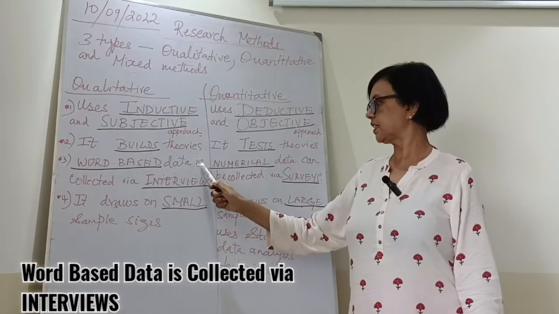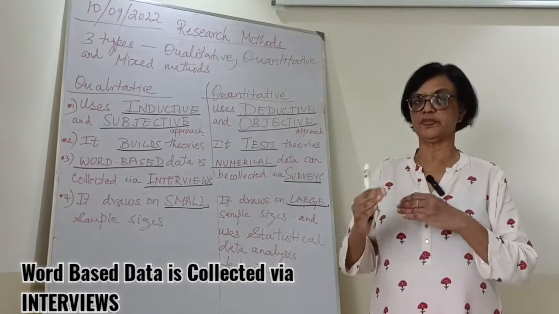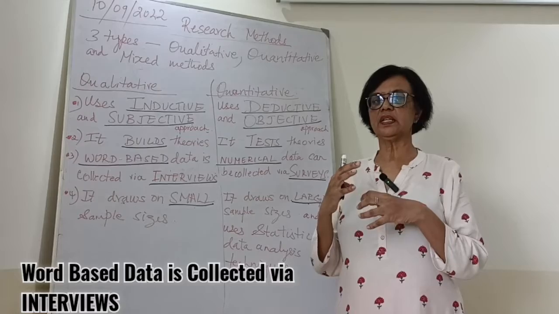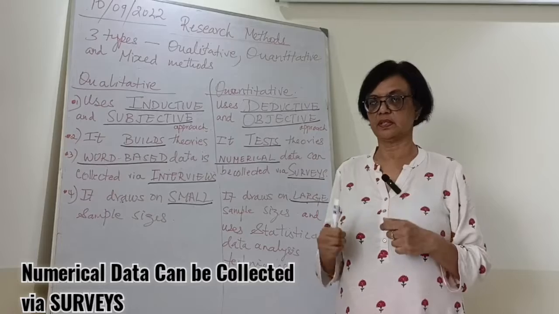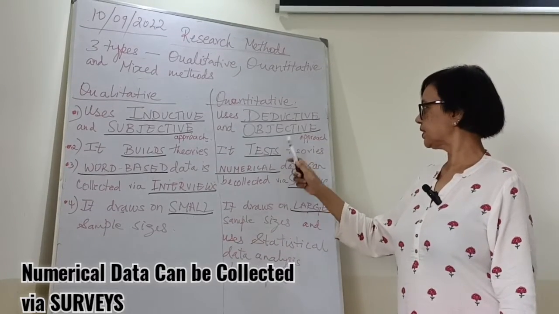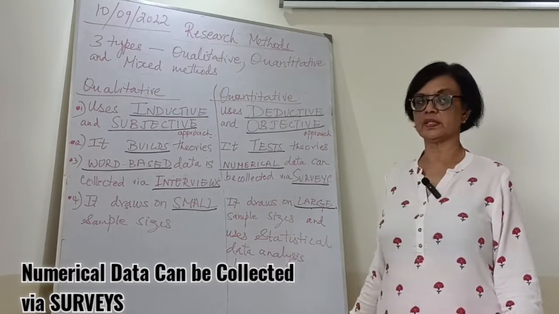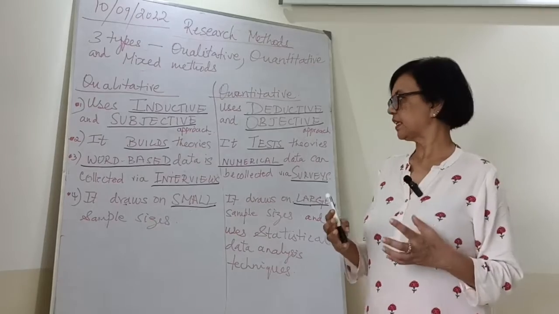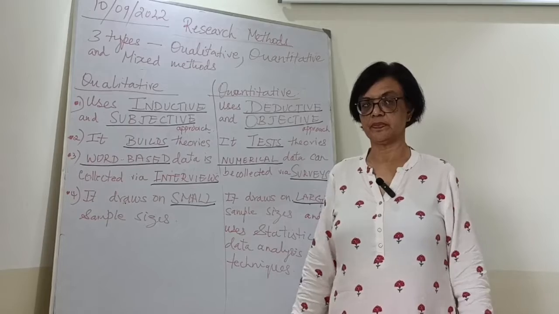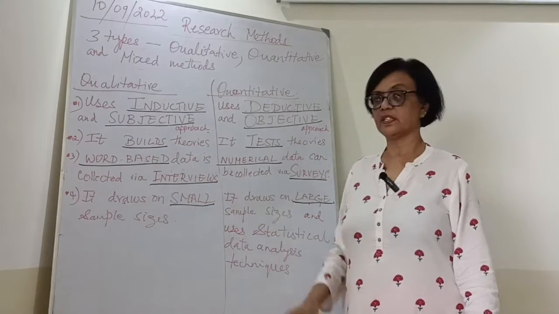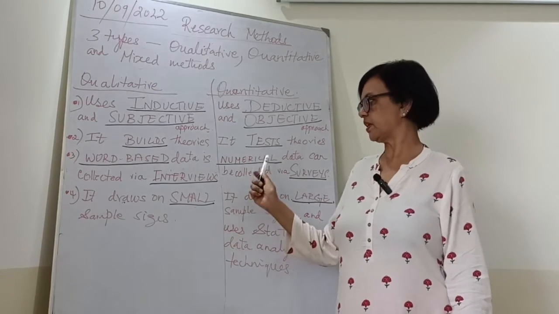Word-based data is collected through interviews. You have an interview with someone and you collect all the data through speech, through words. And in quantitative, you can see that numerical data can be collected via surveys. They do surveys and collect numerical data. Here the word-based data is collected, whereas here the numerical data is collected. Numbers are involved.